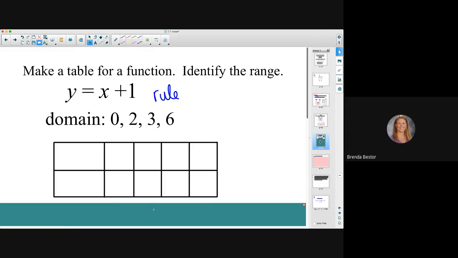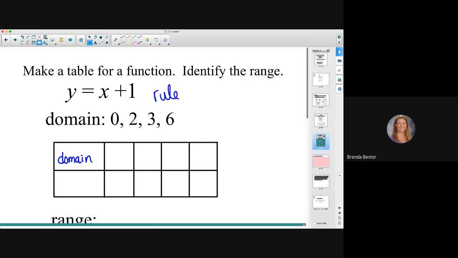The domain, we already know, we're going to put that in first. Domain. This time it just so happens to be called domain and range. Next time it might be called input output. Go ahead and put the numbers in order. 0, 2, 3, 6. If you put those numbers in a domain, the range that comes out depends on the rule. The rule is what's sitting in the box.